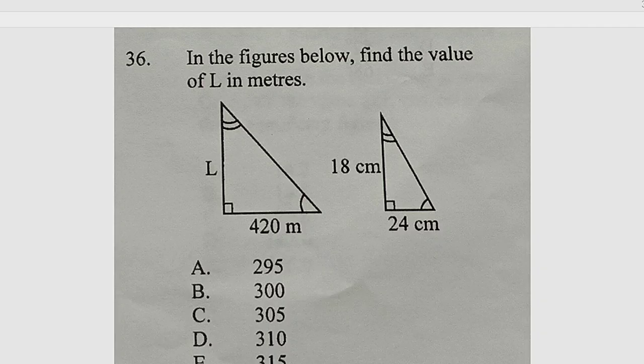Question number 36, we are given two similar triangles. We have the bigger one and the smaller one. And we're asked to find the measure of the side length L on the bigger triangle. So what you should remember is that the ratio of the side lengths of these triangles is always the same. So we can take the side length here, which is the opposite side, which is L, and divide by the adjacent side, which is 420. This must be equivalent to 18 divided by 24.